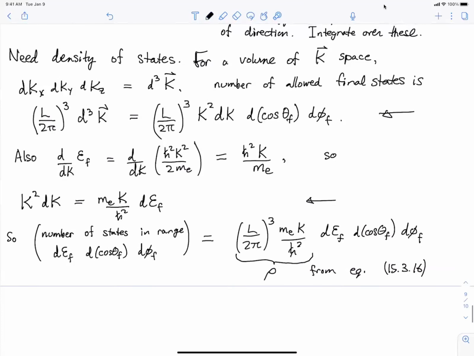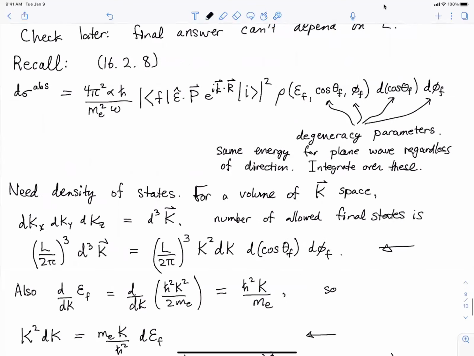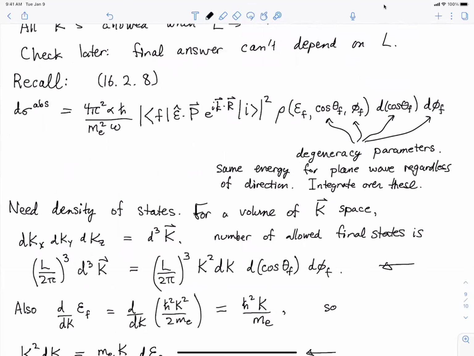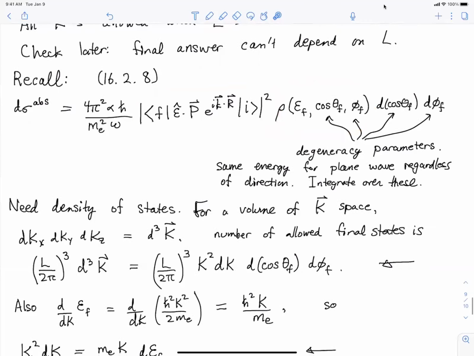If we go back up to our formula here, we've identified this part. And now we need to work on this part, the matrix element.